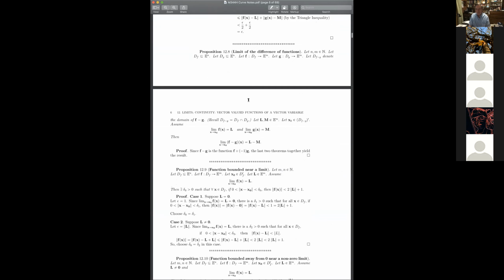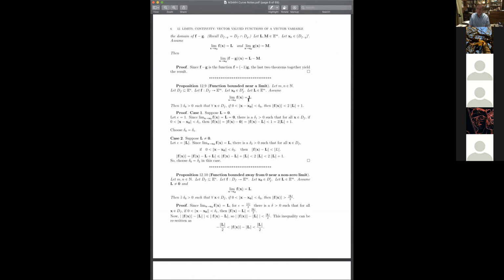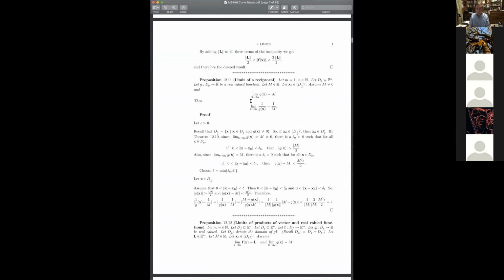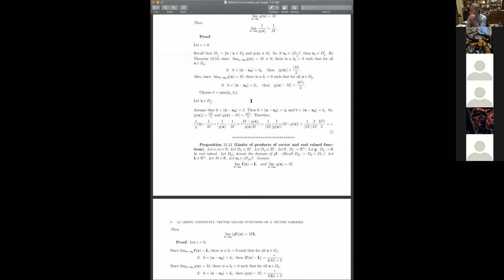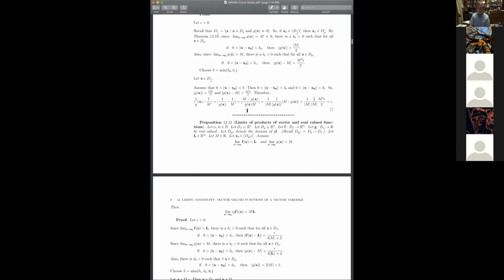What's the limit of the sum of functions? What's the limit of the difference of functions? What's the limit of the product? Well, I first do a couple of things about boundedness because of products, but what's the limit of the product of functions? Oh, now we've got a problem. How do you make the product of vectors? We don't have the product of vectors. But if one of them is real and the other one is vector valued, then we can multiply them together, and the limit of the product is the product of the limits.